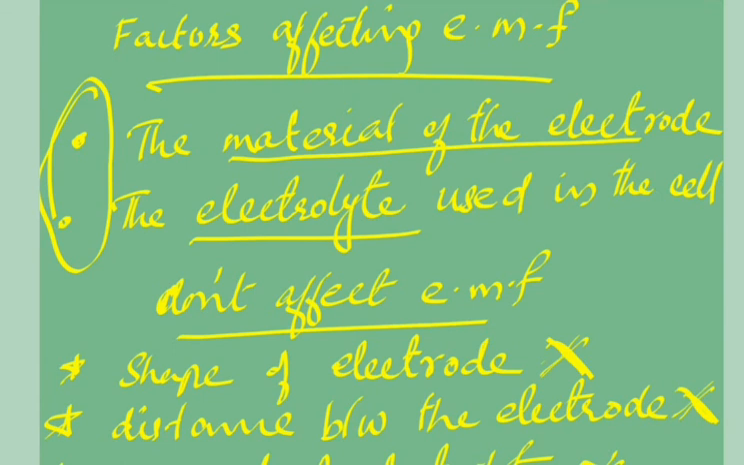So EMF depends only on the material of the electrode which we are using for the construction of the cell, and also the nature of electrolyte which is being used for the making of that particular cell. Those are the factors that affect EMF, and those which are not affecting the EMF value of the cell.